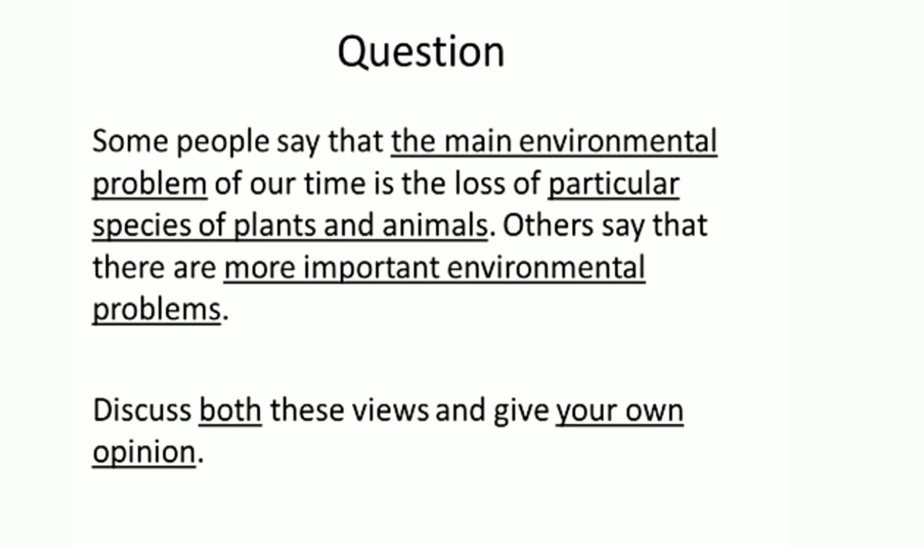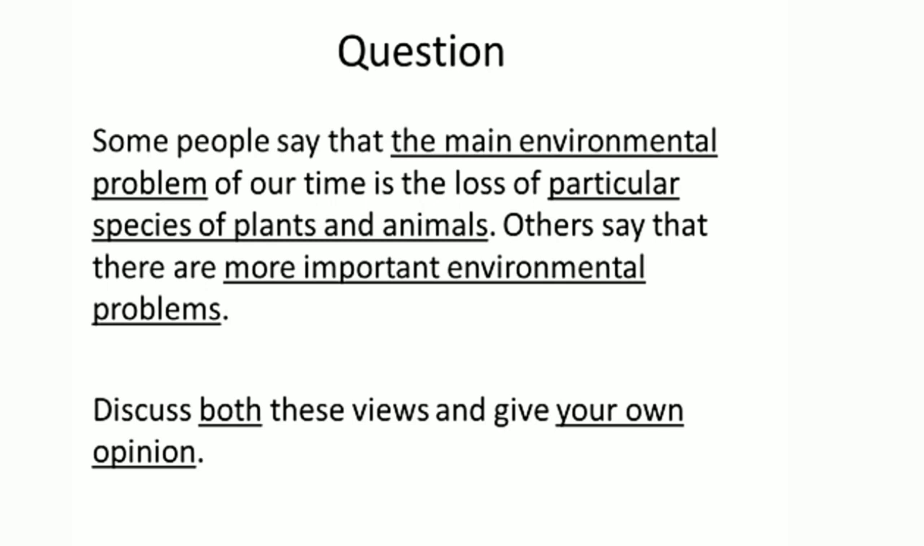Particular species means, like, tiger is a particular species, blue whale is a particular species. So some people consider that the loss of a particular species of plants or animals is the major problem in today's era. Others say there are more environmental problems. So other people think that despite the loss of animals and plants, there are many more environmental problems. So in this task, we have to discuss both these views and give our opinion. It means we have to first look at both these points, then we have to clarify our opinion. We have to tell the examiner what we think about this question. So this question is a type of discussing the problem and giving our opinion.